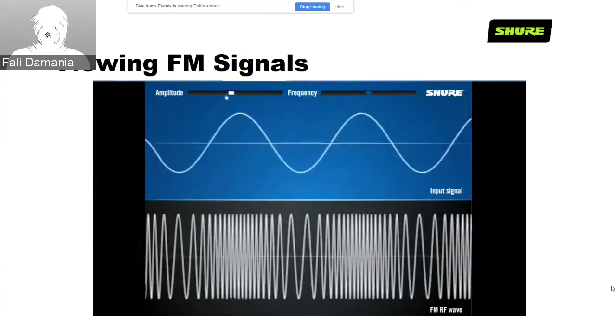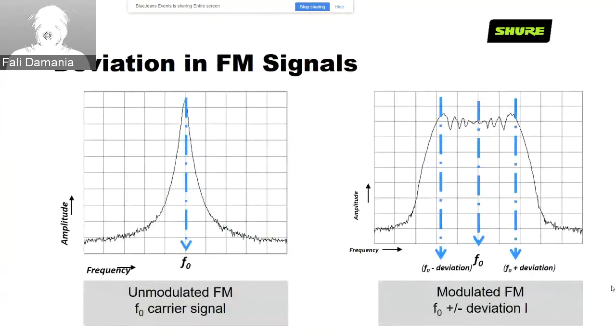In the next slide, we're going to have a quick look at deviation in an FM signal. This is very important to note, specifically when it comes to analog RF systems. In the first picture, you can see a single frequency F0. Let's think about that as 500 megahertz. And in the second picture, you see F0, and to each side, you see F0 minus deviation and F0 plus deviation.